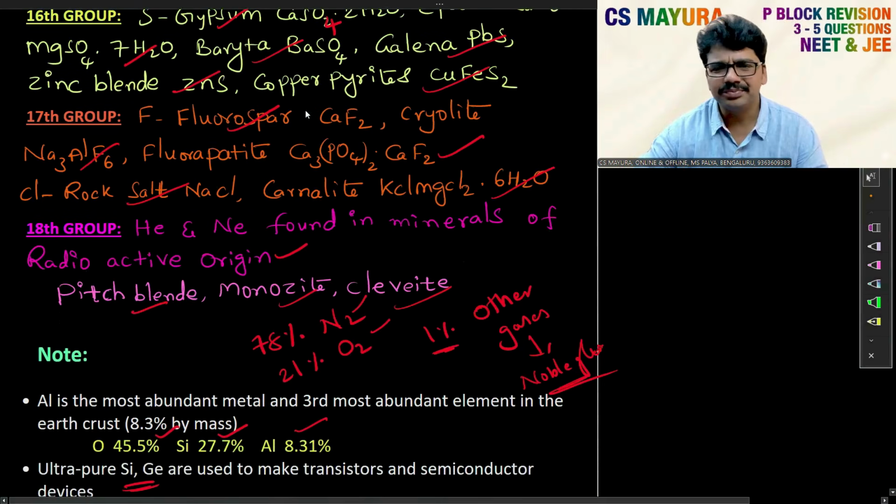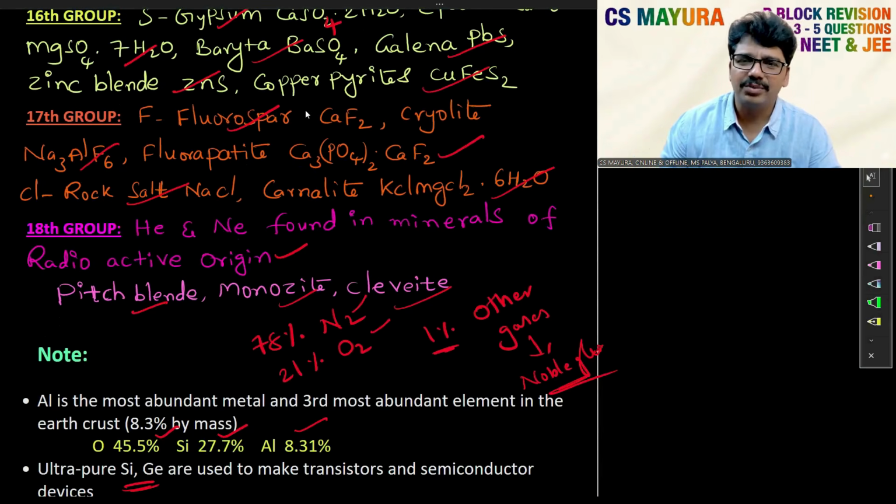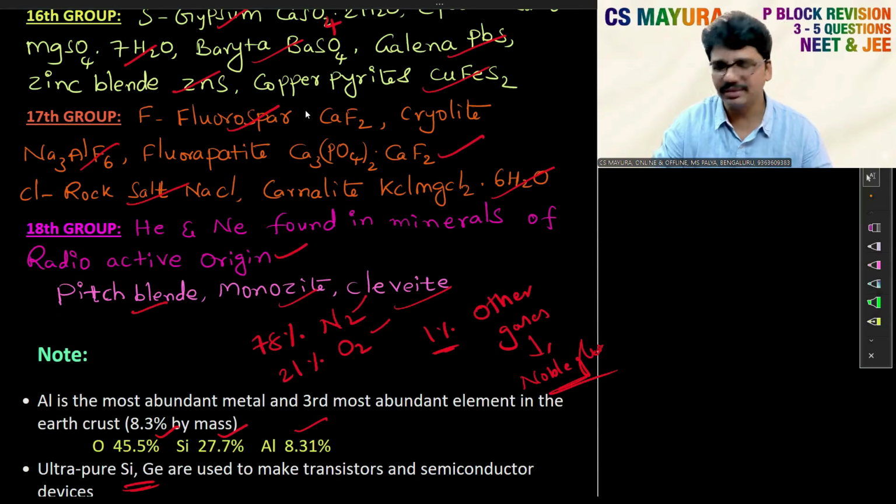18th group elements: except oxygen and radon, all noble gases come from the atmosphere. Around 1% of the atmosphere by volume is noble gases. Radon comes from radioactivity, which we already discussed. Radon comes from natural disintegration. So this is the occurrence.